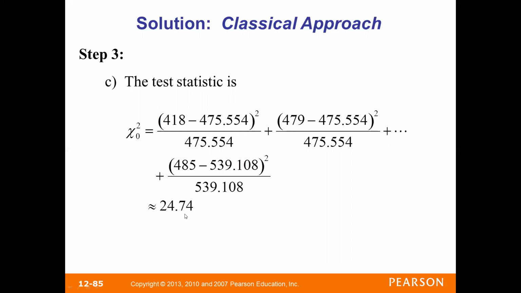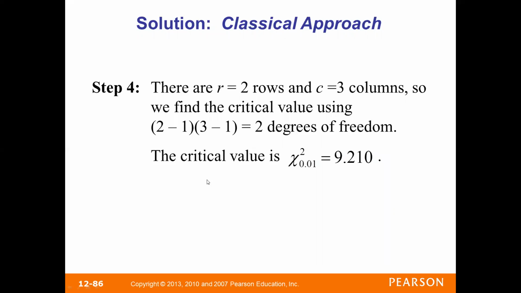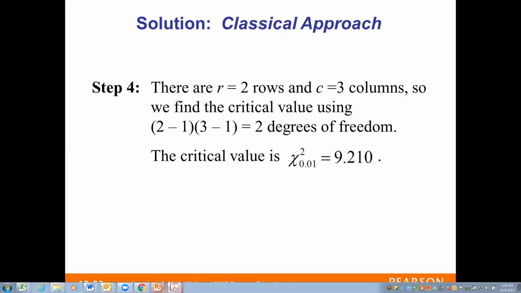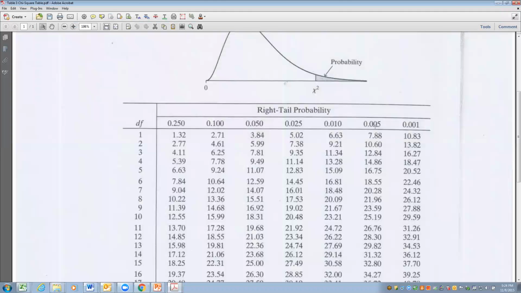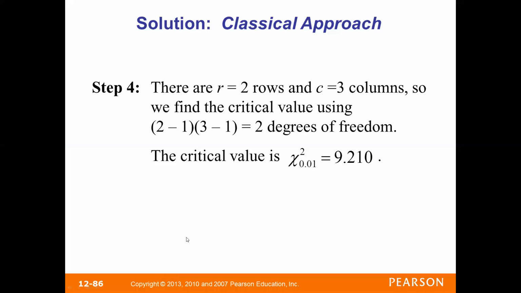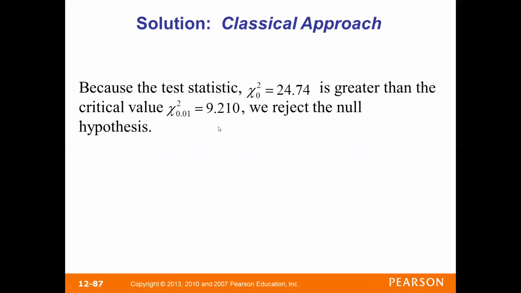And here we have 24.74 as the chi-squared test statistic. We again have 2 degrees of freedom. At the 0.01 level, we would have a 9.21 critical value. Where does that come from? We would go to the 0.01 column and the 2 degrees of freedom row, and you can see 9.21 there. We are certainly greater than that, and we would reject the null hypothesis.